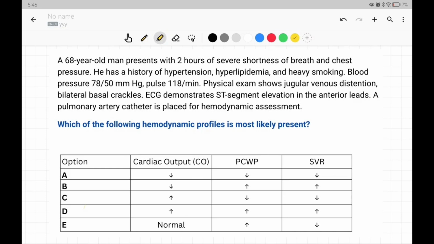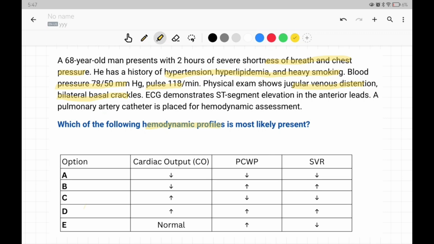Okay guys, we are looking for the hemodynamic profiles in this patient here. So we have a 68-year-old man who presents with 2 hours of severe shortness of breath and chest pressure. He has a history of hypertension, hyperlipidemia and heavy smoking. Blood pressure is 78/50, pulse is 118. Physical exam shows jugular venous distension and bilateral basal crackles.